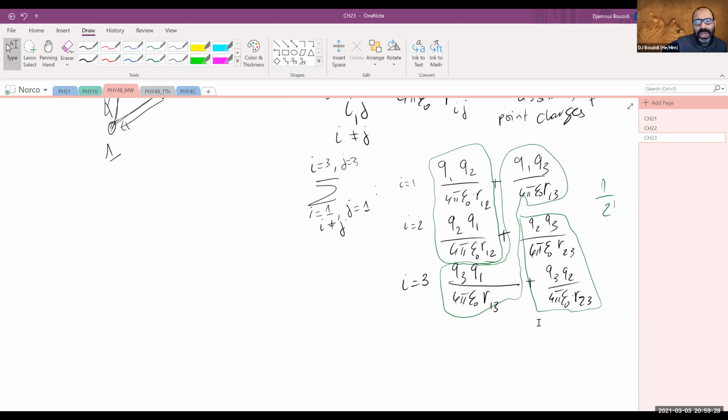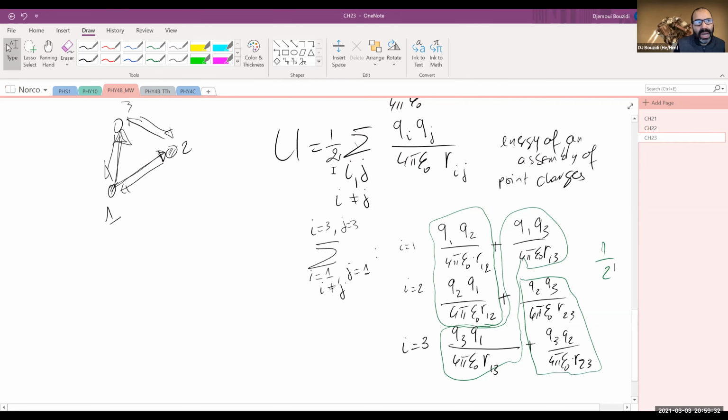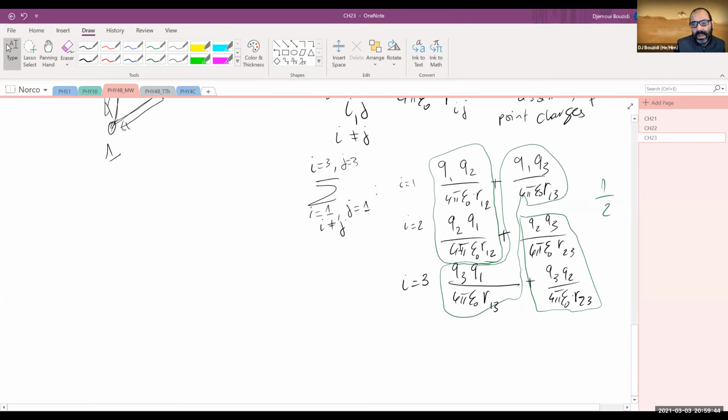So this is basically how much energy is stored in assembly of charges, and you need the factor 1/2, because if you don't do it, you're going to be double counting. And I did the example here for 3 charges only, and you saw that we would end up with 6 terms, whereas there are only 3 terms, okay? This interaction. Okay.